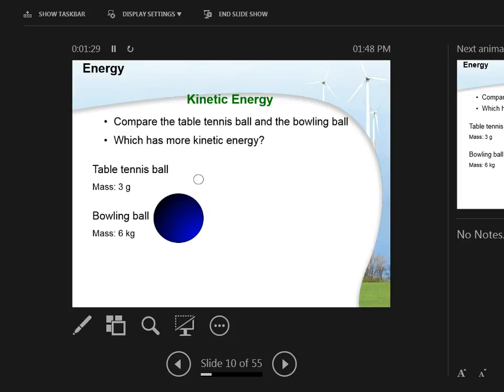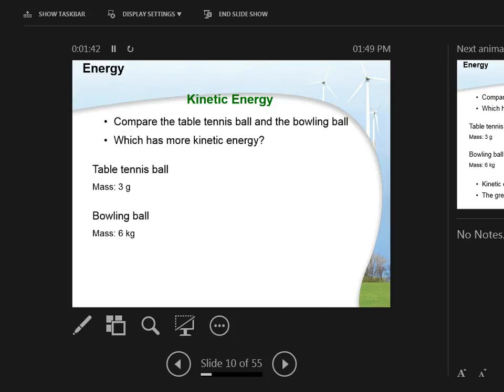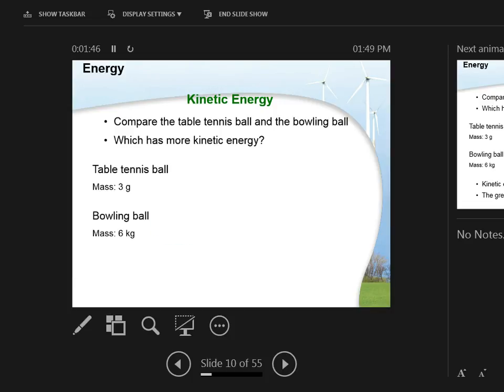Right now, do they have kinetic energy? Why? Because they're not moving. So now watch how they move. Are they moving at the same speed? Yes, they're moving at the same speed. So one more time. Based on your instincts, which one has more kinetic energy? Why do you say so?